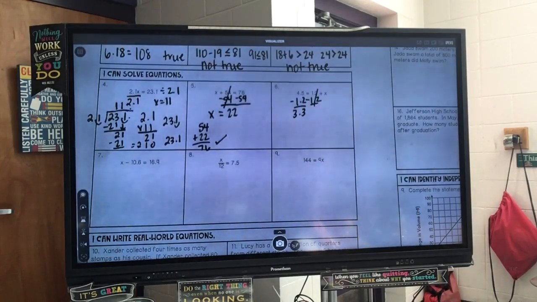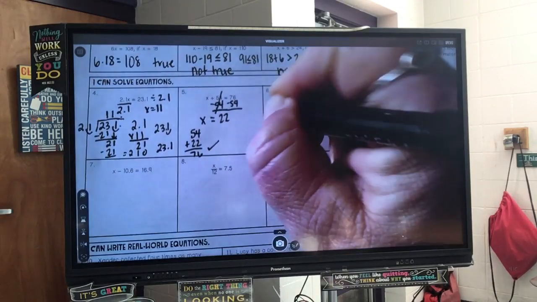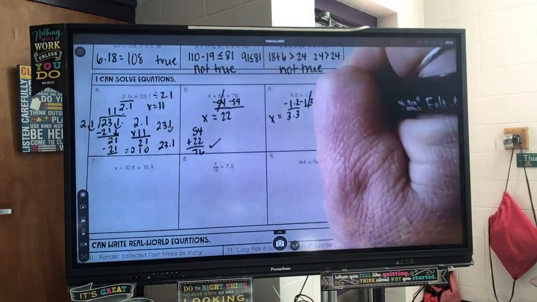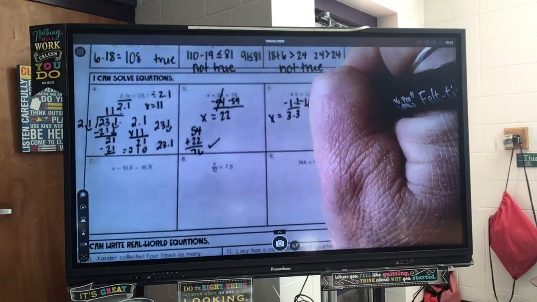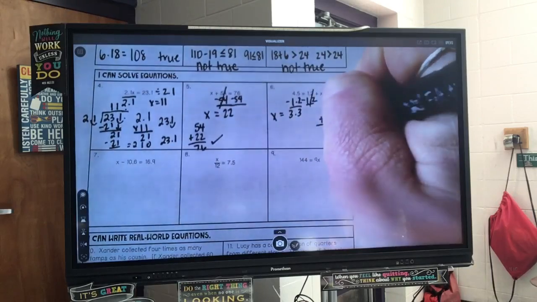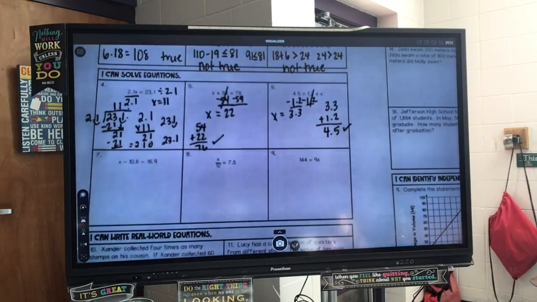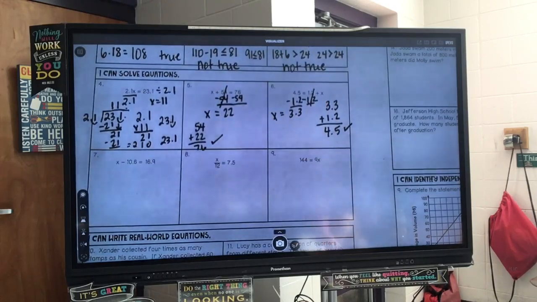How do I check to make sure this is right? What do I have to do? You have to add a one and then 1 and 2. Alright, so that does check out. Alright, number 7, x minus 10 6/10 equals 16 and 9/10.